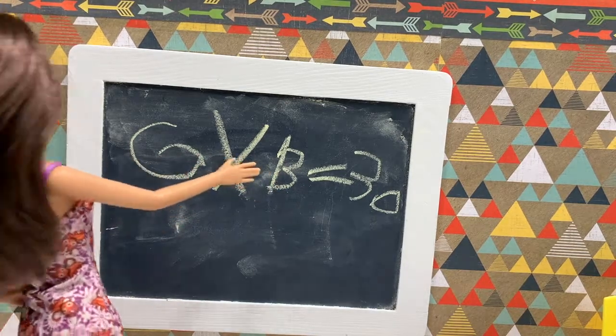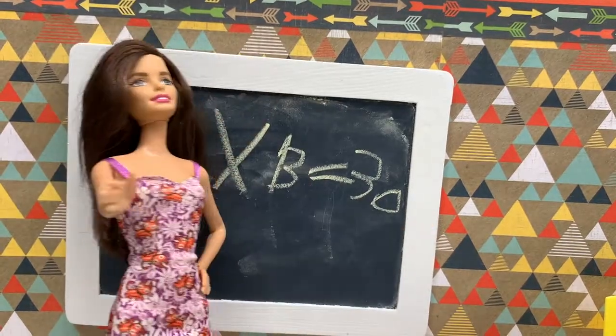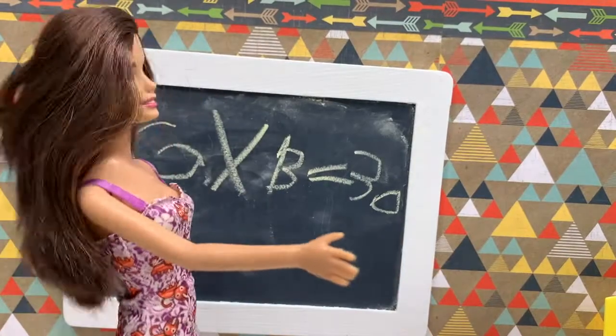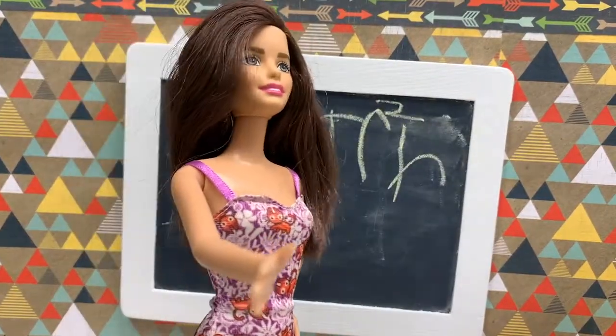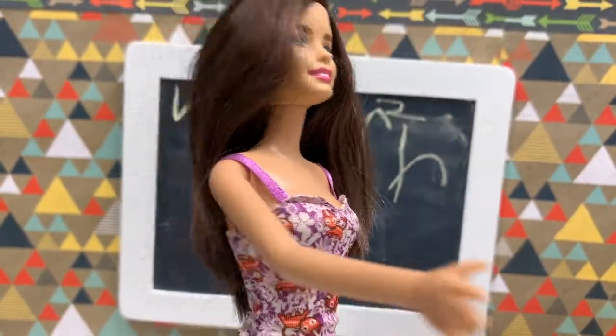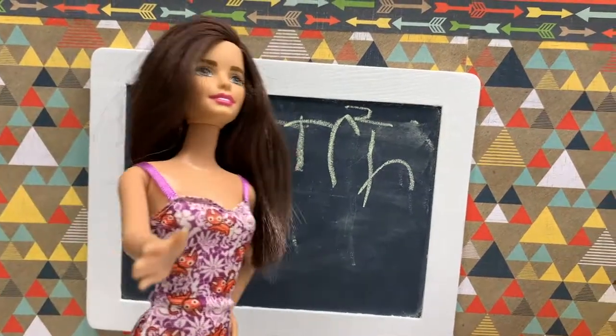Okay, 6 times B equals 30. What is B? Raise your hand. Okay, Emily. Okay, the answer to this one is very long. So, if you know what V equals, raise your hand.